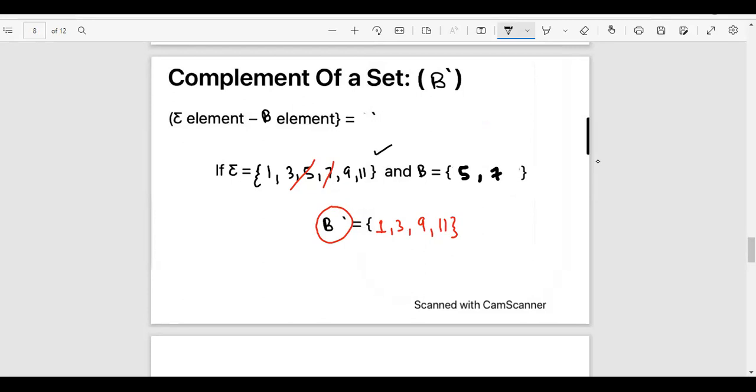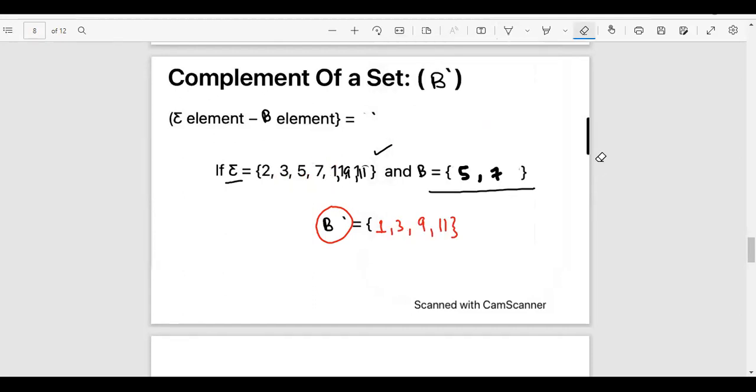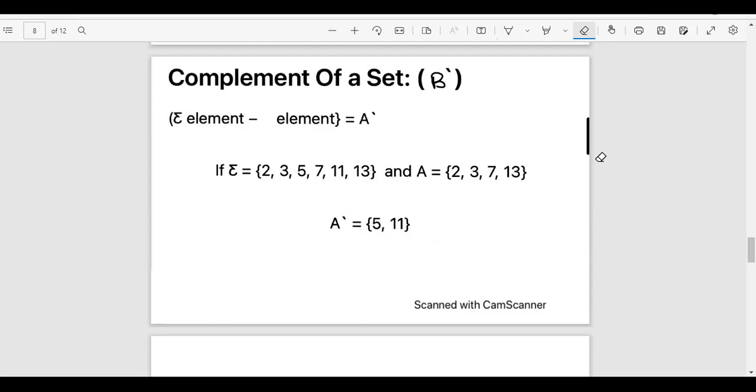Now, the universal set is the big set, and the small set would have the elements coming from the universal set, right? In order to define the complement of a set, we need to cross out the elements in the universal set which were coming in B as well. Okay, let's talk about one more example and then that is it. Let's say that the universal set is the same. I will be defining this a bit differently now. So you guys need to do this example, okay?